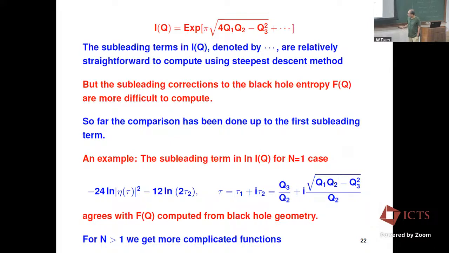And for n larger than 1, we get more complicated functions. There are more complicated modular forms of gamma 1 of n, but every time the results agree. What you calculate from the black hole side and what you calculate from the microscopic side agrees.